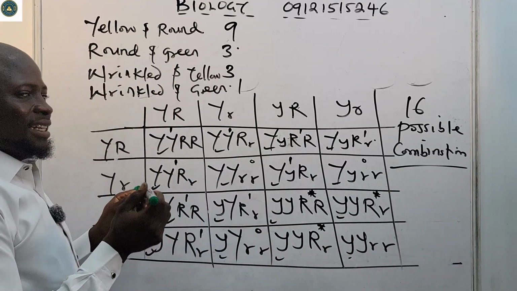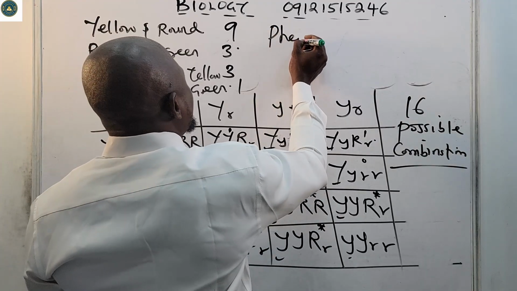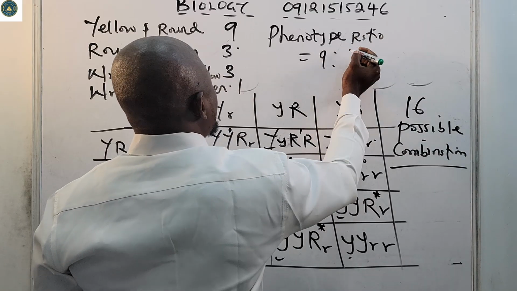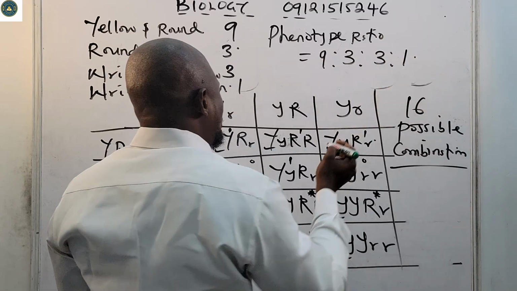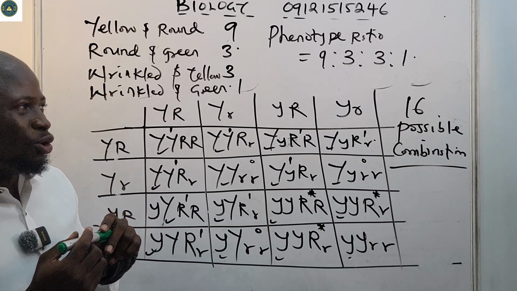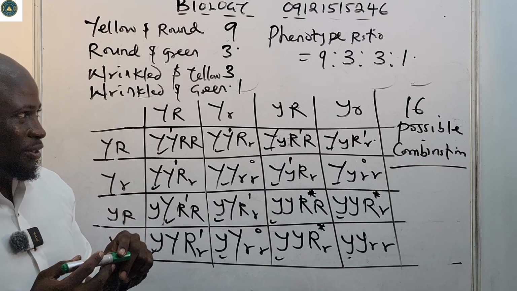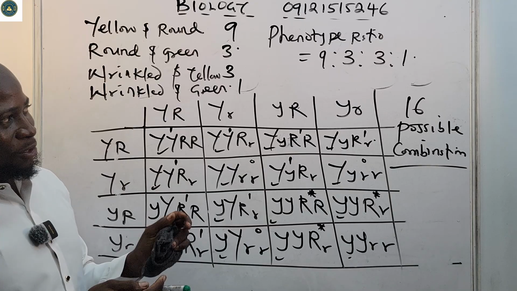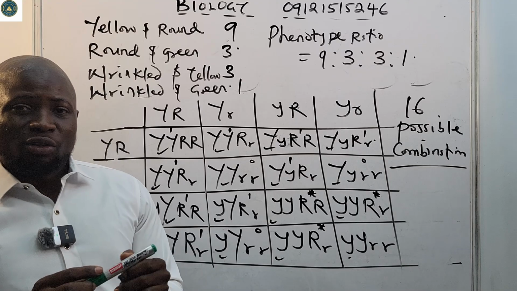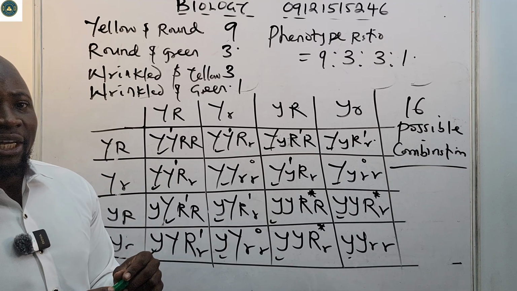It is green. All right, this shows that at the end of our dihybrid cross, our phenotype ratio is what? Is 9 ratio 3 ratio 3 ratio 1. Okay, so that is our phenotype ratio at the end of the dihybrid cross. It is very important. You must take note of that. The phenotype ratio at the end of our dihybrid cross is 9 ratio 3 ratio 3 ratio 1.